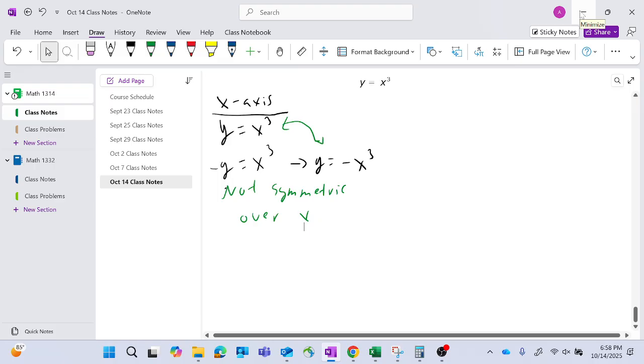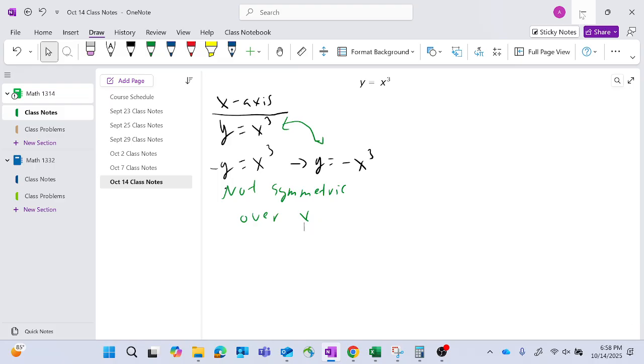Any other questions, guys? Basically, with the x-axis, replace the y with a negative y and see, well, do you get the same thing or not? If you do, great. If not, it's not symmetric over x.